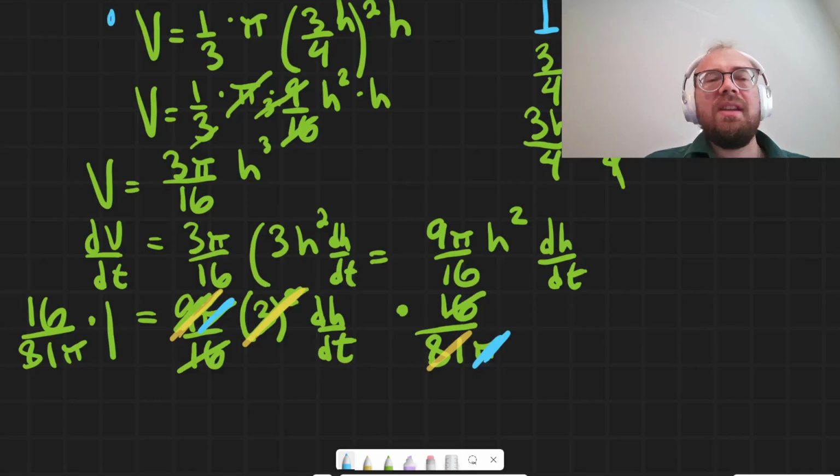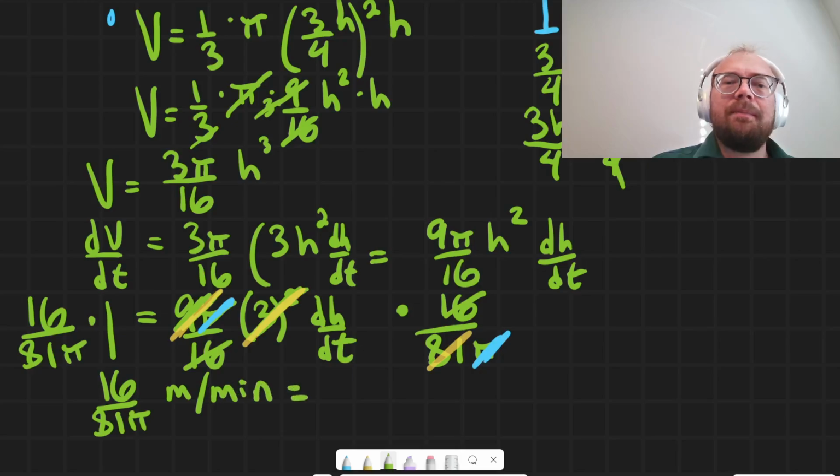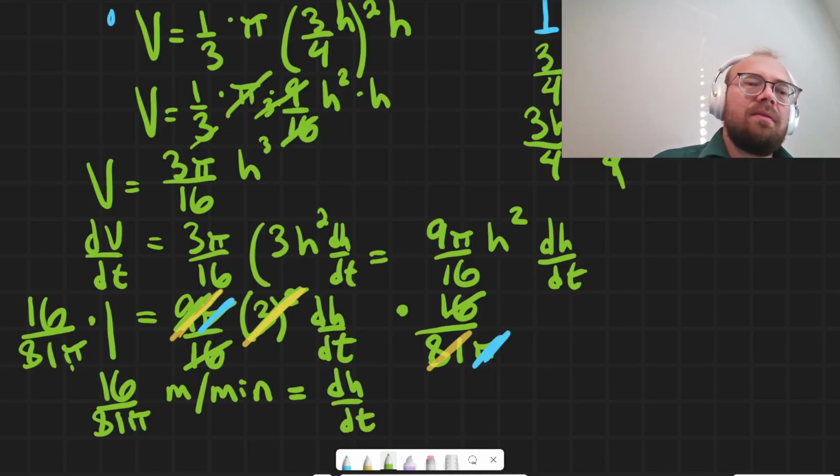And so dh/dt would just be equal to 16 over 81 pi, which you can write as a simplified decimal. It would be a pretty small decimal, but 16 over 81 pi probably would be fine for a final answer. And we need to include the units. It's going to be meters per minute. And that is our dh/dt.